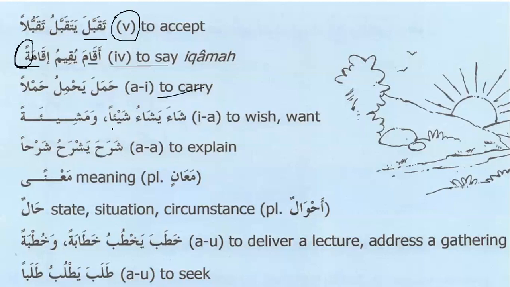Sha'a yasha'u shay'an. What is the plural of shay'an? Ashya'u. Shay'an, ashya'u. And also wa mashi'atan. Mashi'atan. So it has two masdarain. Shay'an wa mashi'atan. Then we have sharaha yashrahu sharhan, to explain, to open something, to explain something. And then we have ma'anan.